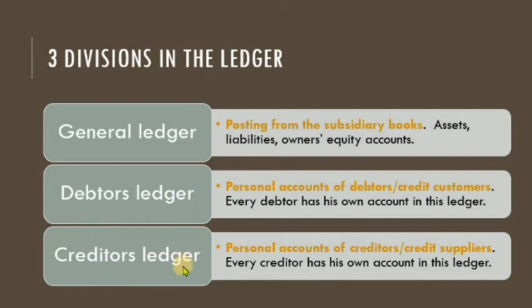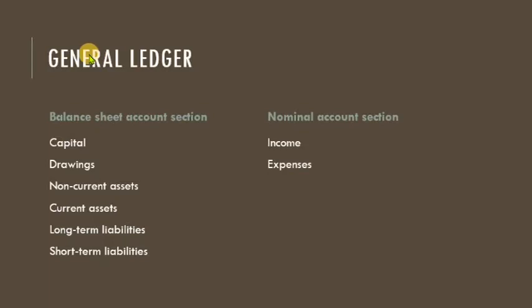The same with the creditor's ledger. It's the personal accounts of your creditors, your credit suppliers. So if you have 6 creditors, then you will have 6 different T accounts in your creditor's ledger. Each creditor will have his own account. But we are going to look at the general ledger for now, for today. And let's look how we split it up.